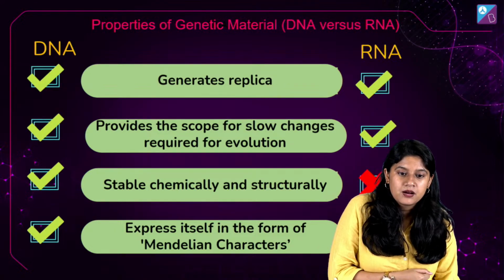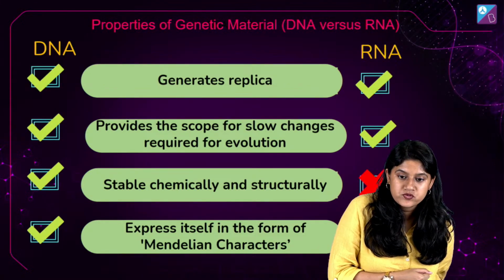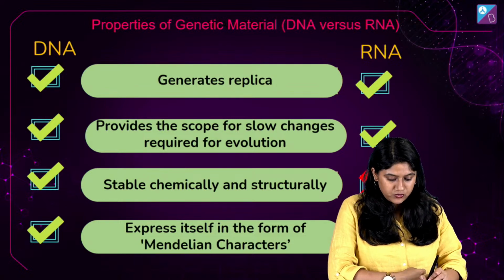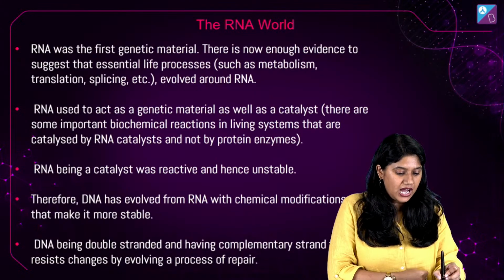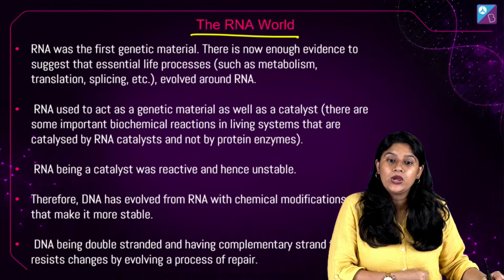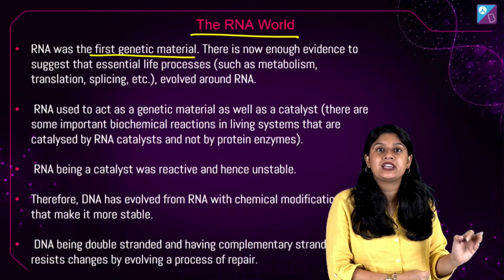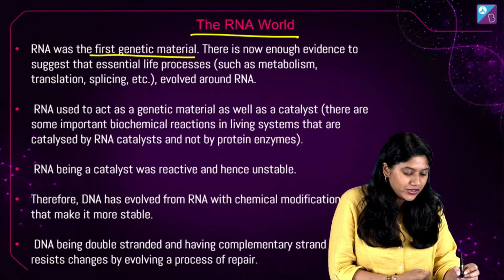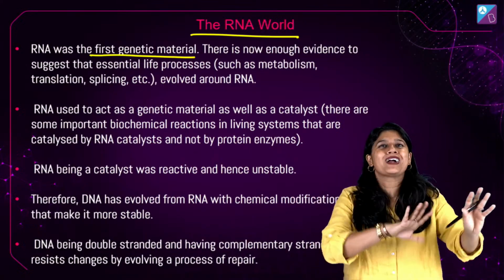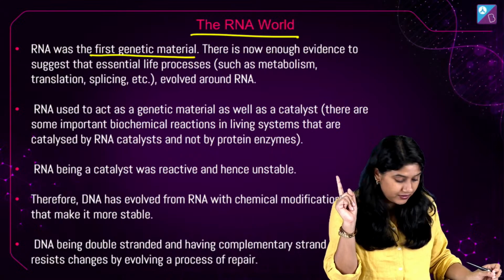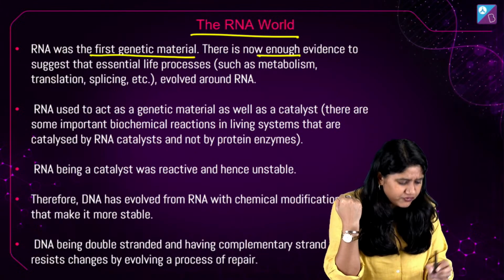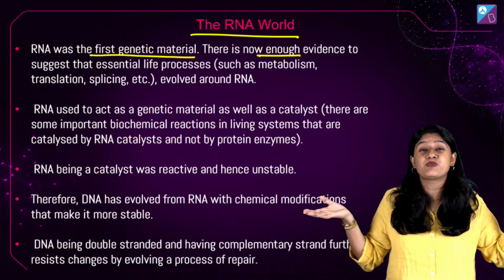So with this everyone, we are done, and the last topic that we have is the RNA world, right? We know that RNA is the very first genetic material that we have. When we talk about the genetic material, we always go back to the RNA. RNA पहला genetic material है. क्यों है? Because we have enough evidence, because it's there in various life processes.